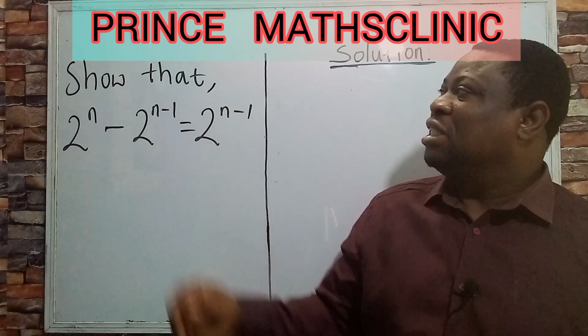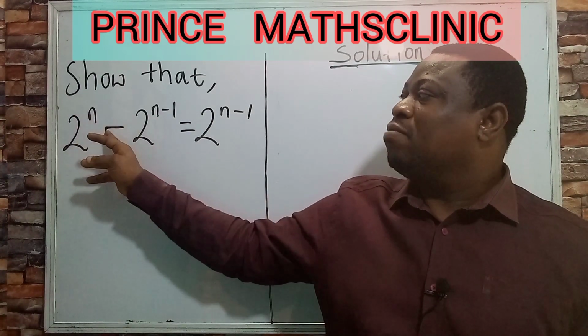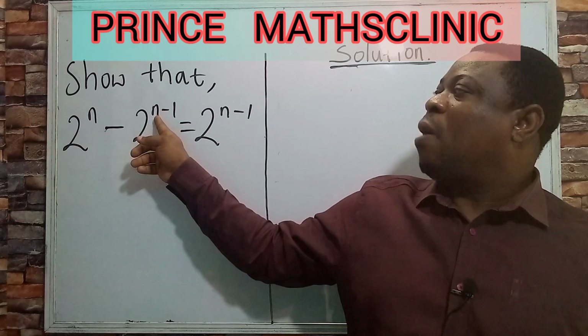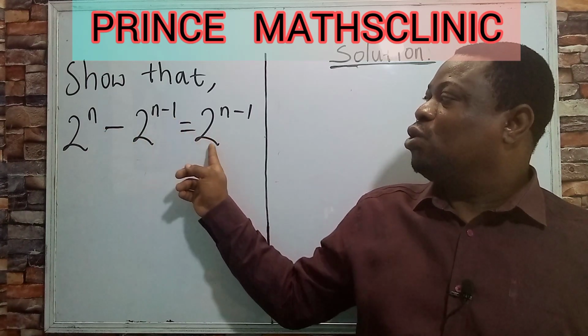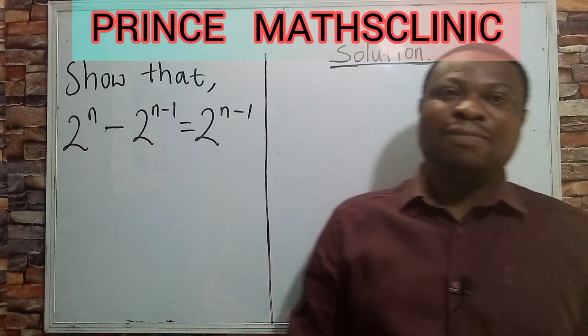Here we have a very interesting question to show that 2 to the power of n minus 2 to the power of n minus 1 is equal to 2 to the power of n minus 1.